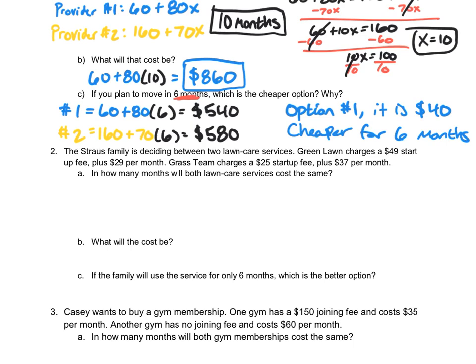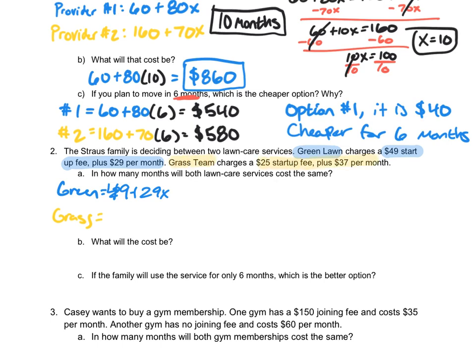the Strauss family is trying to decide between lawn care services, okay? So you've got to look, and you're going to have 2 different ones. You're going to have green, okay? And then you're going to have the grass team, okay? Well, if you start with green, okay? Green charges $49 to start and then $29 per month. So what would that look like? 49 plus 29x.